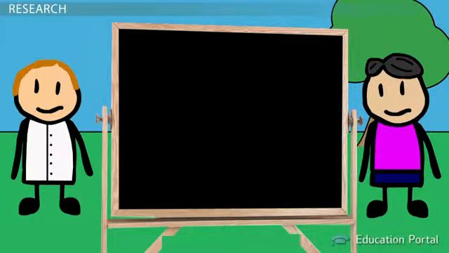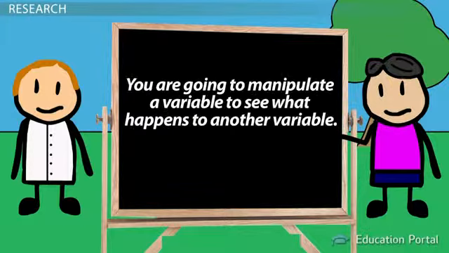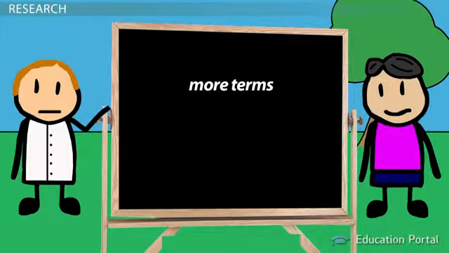Now, let's science up that earlier statement. You are going to manipulate a variable to see what happens to another variable. It still isn't quite right because we're using the blandest term for variable and we didn't differentiate between the variables. Let's take a look at some other terms that will help us make this statement more scientific and specific.